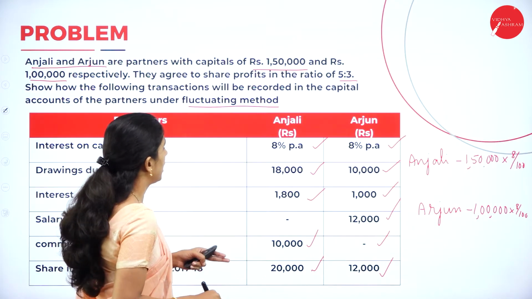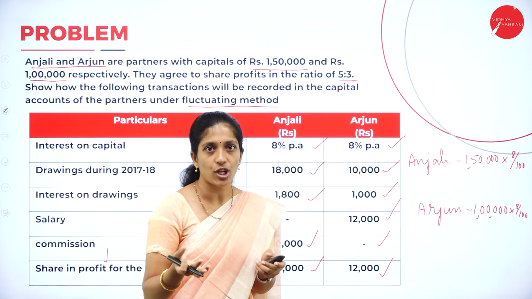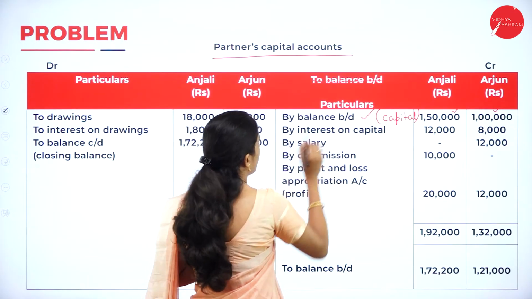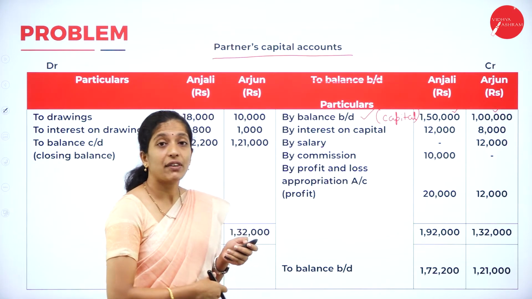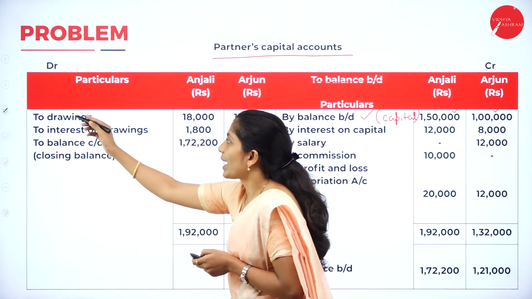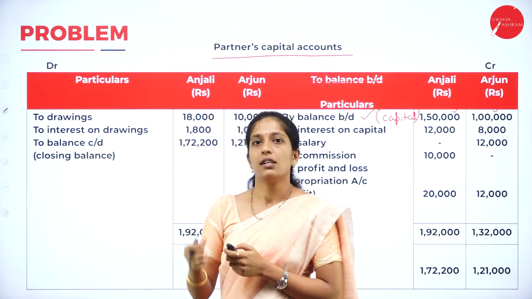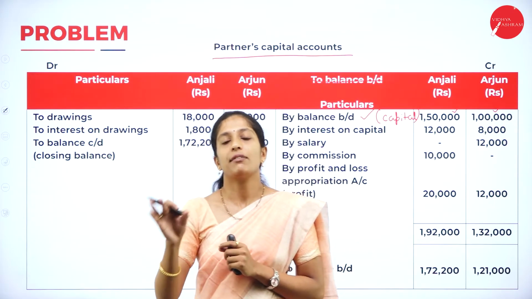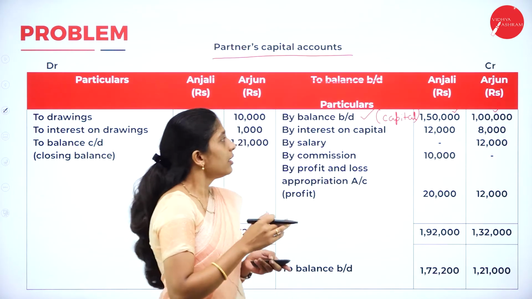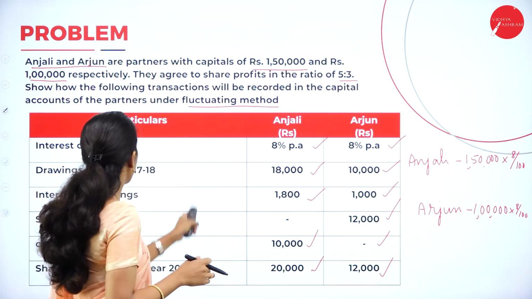Next, what they have given? They have not given any additions. Suppose they have given additions, then we have to record it as by bank account. Suppose they have given withdrawal of the partner, then we have to record it as to bank account. So here in this problem, they have not given any additions, they have not given any withdrawal. So next we shall record one by one.